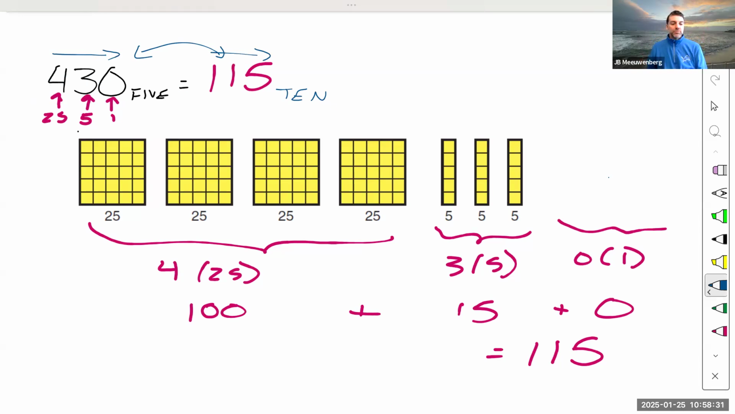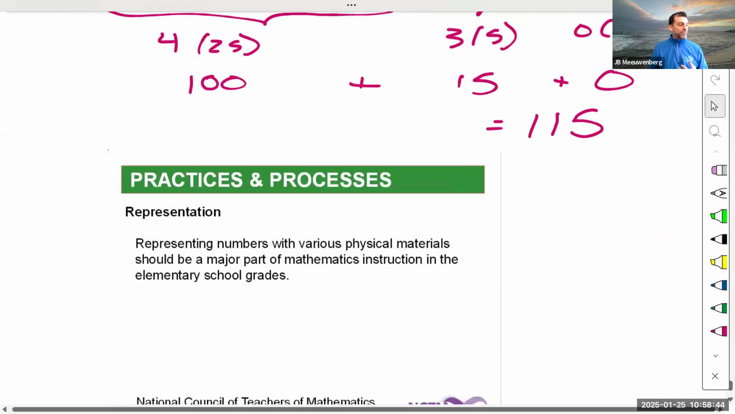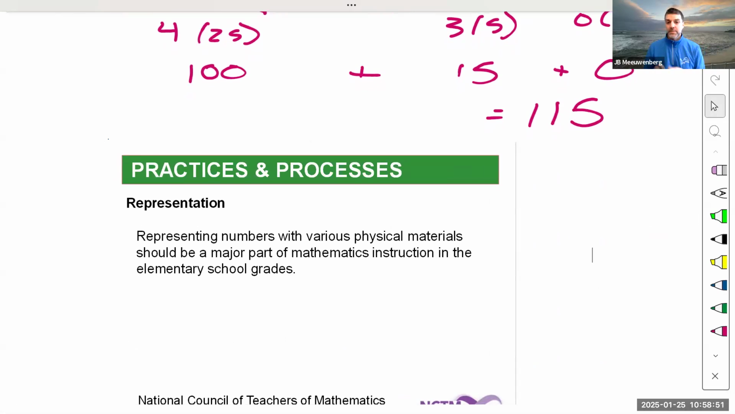And so the last thing I'll put up here is a final comment from the National Council of Teachers of Mathematics, right? Representing numbers with various physical objects, physical materials should be a major part of mathematics instruction in elementary school grades. This is something that's been learned over time, right? In the old days, we didn't do this. Just using numbers only takes people so far.